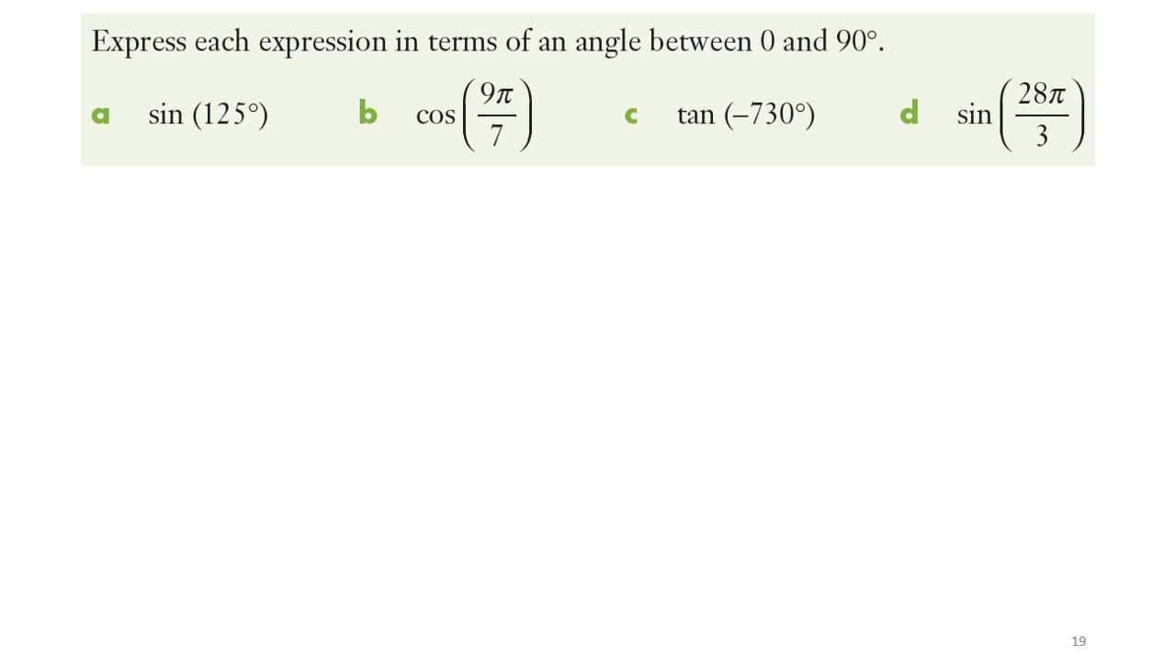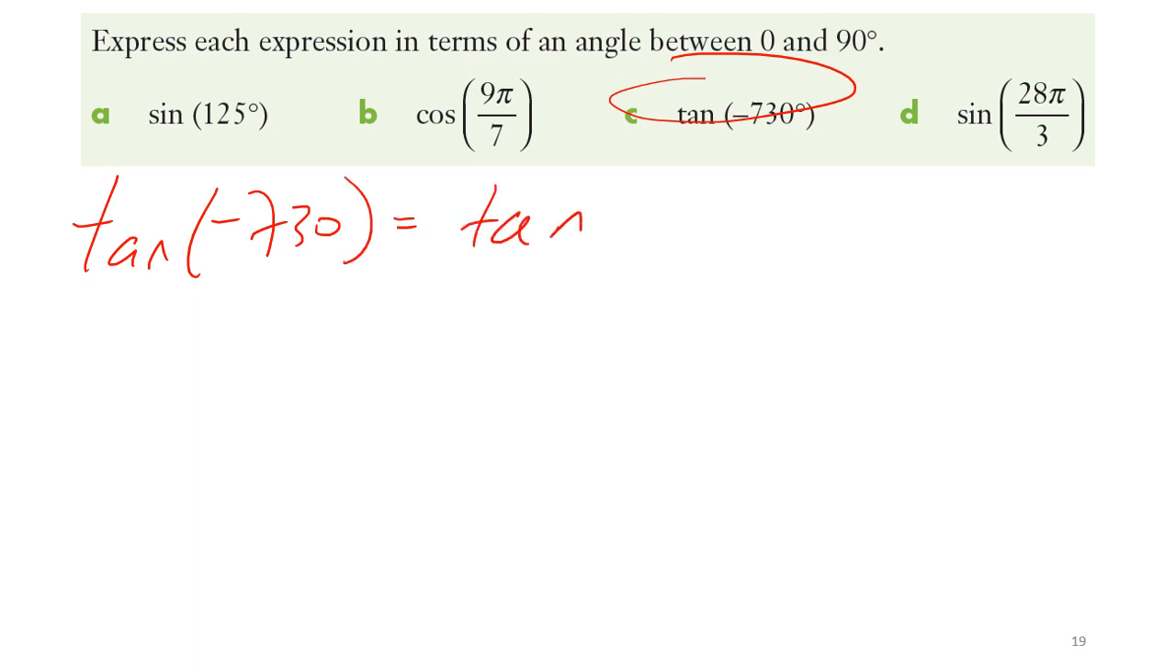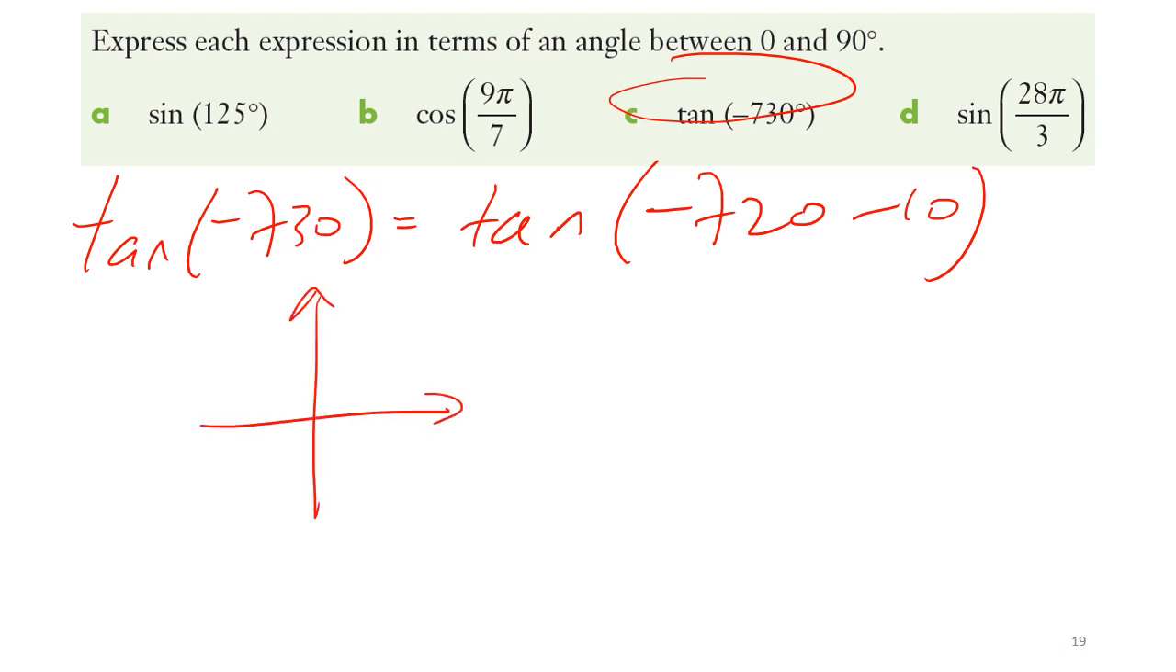So now we'll work on C. Again, we want to express it in terms of 180 degrees. So negative 730 would be the same as, well, 720, like 4 times. So you're going 4 rounds, and then you take 10. So this is the angle. You go 4 rounds, and then you take another 10.